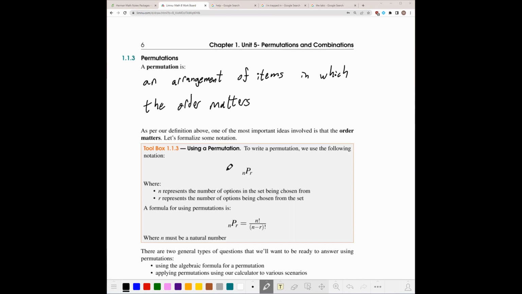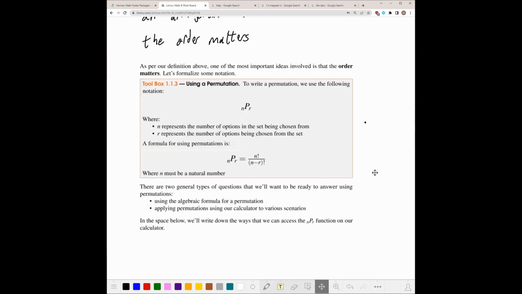So let's talk about using permutations. We have a specific form of notation, which is nPr. And no, I'm not talking about the radio show. I'm talking about n pick r, wherein n represents the number of options in the set being chosen from. So for example, there are 7 students from before, n would be 7. And r represents the number of options being chosen from the set. So let's say I have 7 students and I want to make a line out of 4 of them. I would have 7 pick 4.